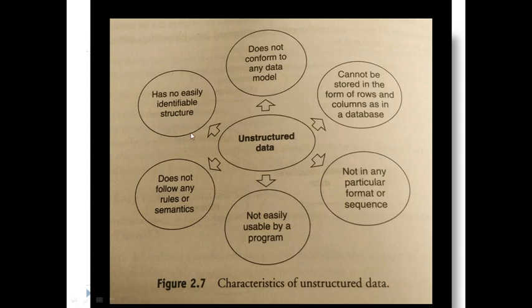Then we have no easily identifiable structure. Again, same thing. So revising all of that, unstructured data is the data which does not conform to any type of data model. It cannot be stored in the form of rows and columns. It cannot be stored in any particular format or sequence. It is not easily usable by any program. It does not follow any rules or semantics. It has no easily identifiable structure. These are the characteristics of unstructured data. These very same characteristics can be used to define unstructured data.